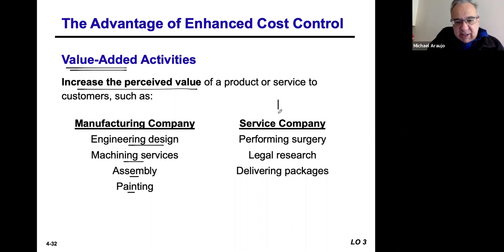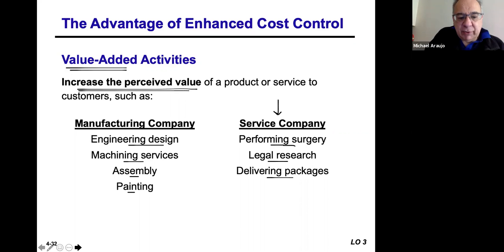For a service company, they also have value-added activities. And so if a company is known for its surgical performances, if a legal firm is noted for their research, or how quickly or how reliable the delivering packages at UPS can be, for example. These are value-added activities because they increase the value of the product or service to customers and potential customers.